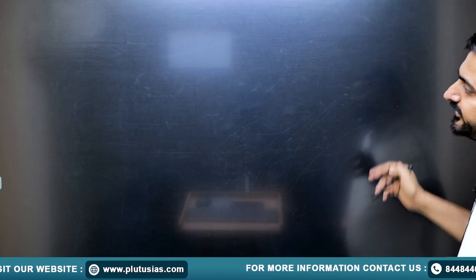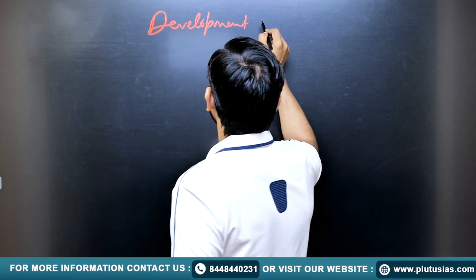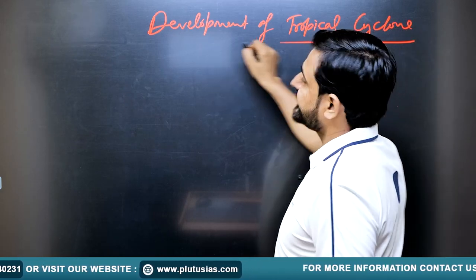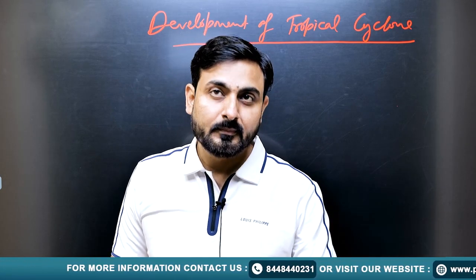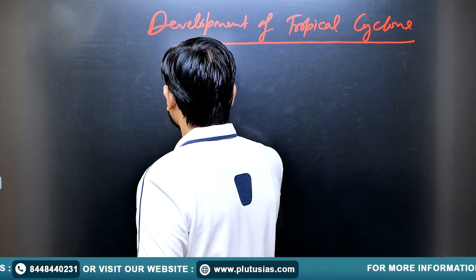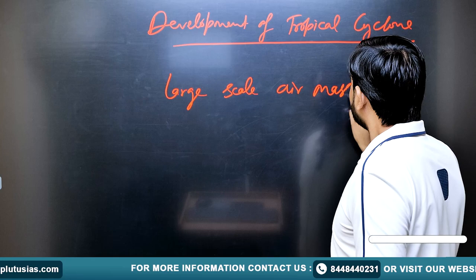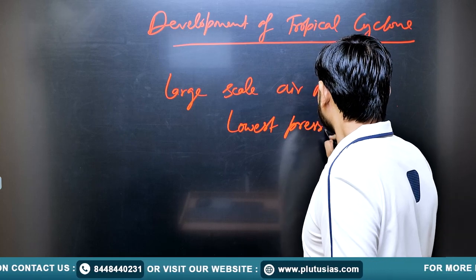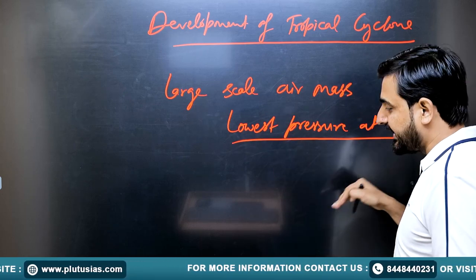Now, moving towards development of tropical cyclone. We will try to understand what is the mechanism behind development of these cyclone, how these cyclone develop, particularly the tropical cyclone. So tropical cyclone, generally large scale air mass, which having lowest pressure at center. And this lowest pressure center surrounded by the high pressure winds.